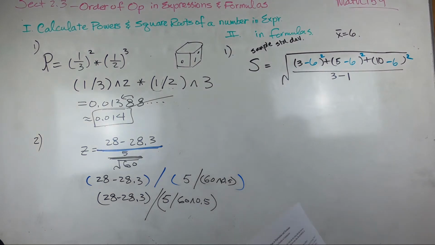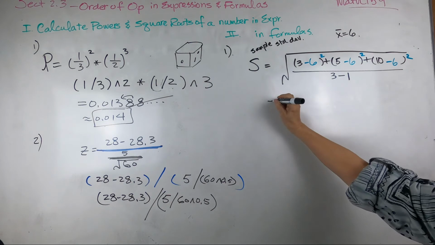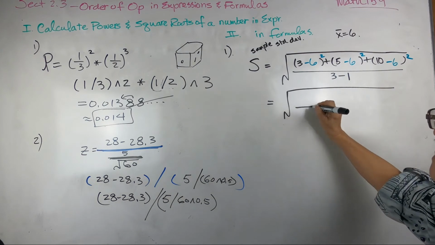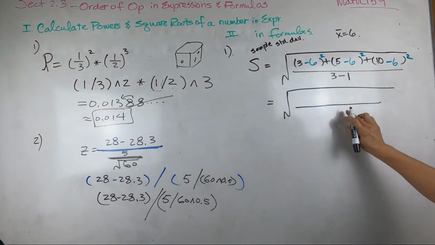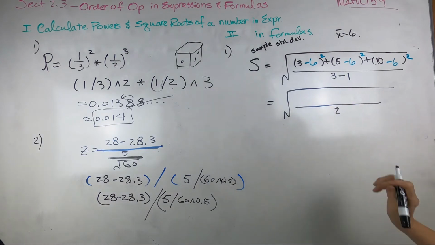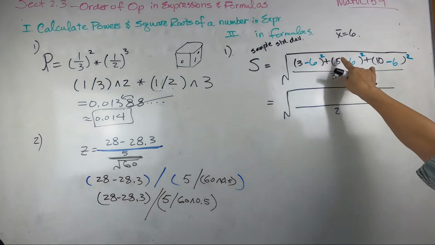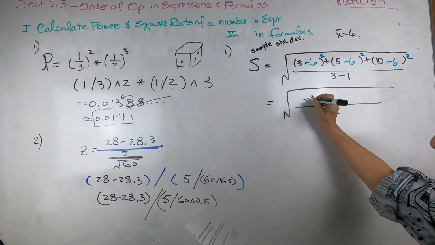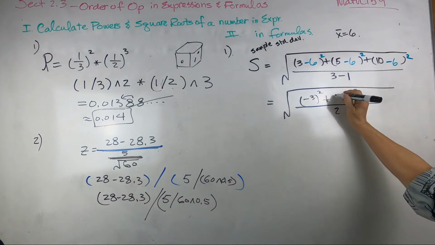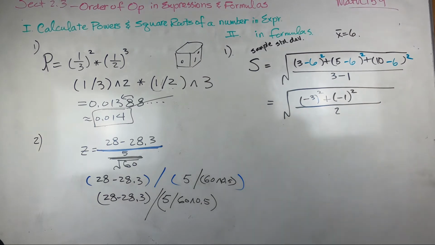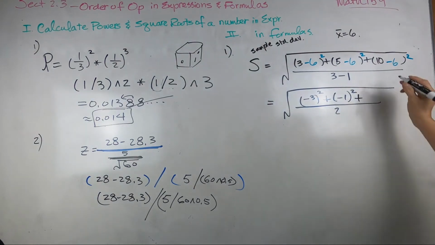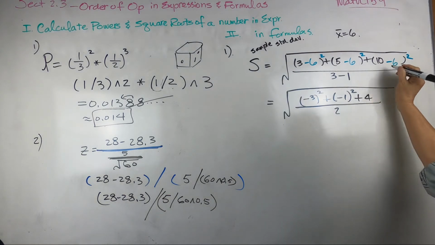Then you need to follow the order of operations. So you just do it one by one. The line is a group, so you do it separately. The bottom, 3 minus 1, is 2. That's fine. The top, you have to do the parentheses first. So 3 minus 6 is negative 3, right? And 5 minus 6 is negative 1. The calculator will not help you at this point. You have to do it by hand and in your head. And 10 minus 6 is 4.